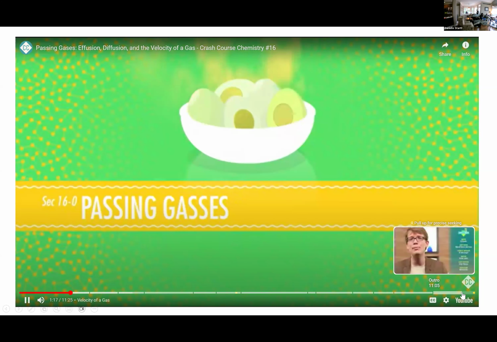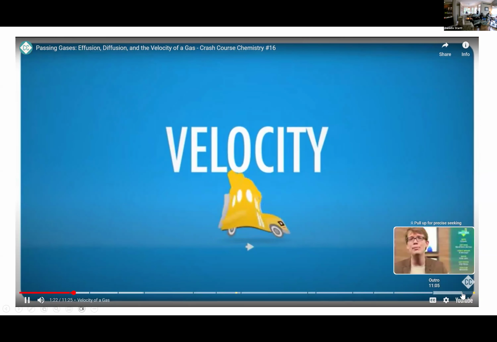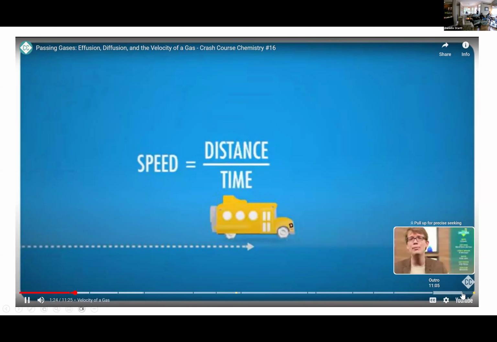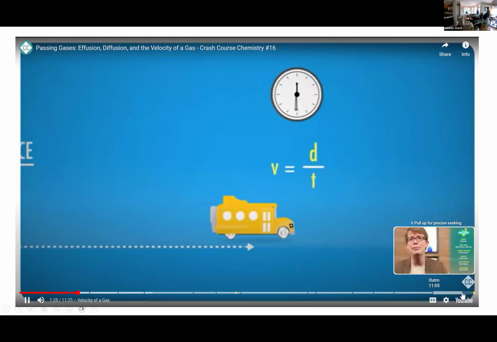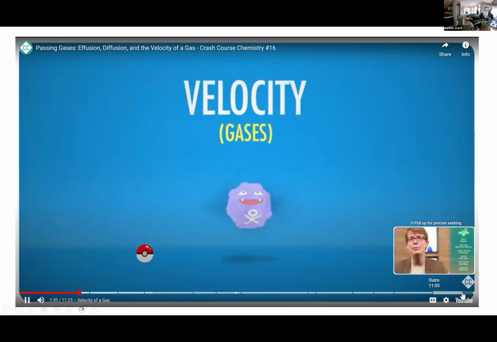So, velocity of the gas. What does that even mean? I mean, it's easy to understand the velocity of a car. You can find the velocity by dividing the distance that the thing traveled by the time it took to do it, and then tell what direction it's going, and then you're done. But the velocity of gases is harder to describe because they move in more than one direction at a time, and the overall shape and volume of a gas cloud can change constantly.